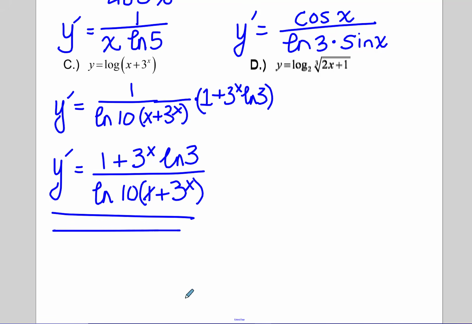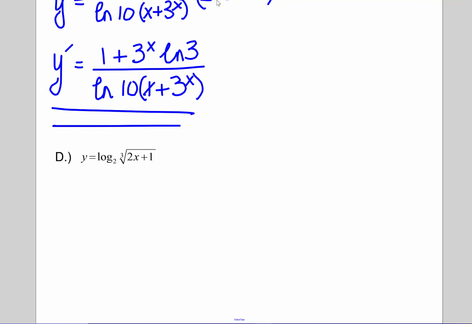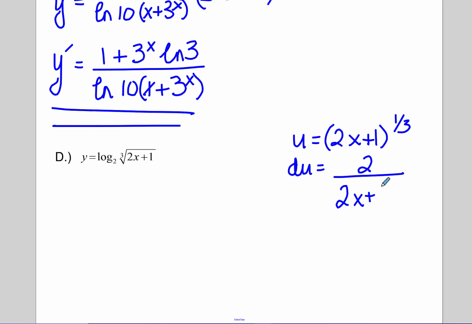Okay? I need more room to write on this one. So we're going to move down here. Log base 2. Pull this down here. I need some more room. Okay. So we got log base 2, our derivative. We're going to say u is 2x plus 1 to the 1/3 power. The derivative of that is 2 for the derivative of the inside, and then 2x plus 1 times 1/3 to the negative 2/3 power. So this is my derivative for the function substituted in.